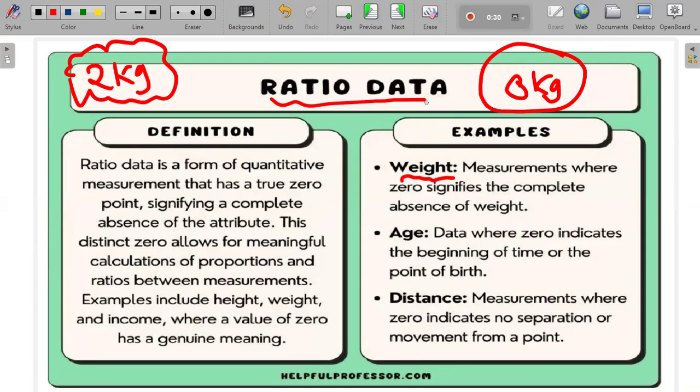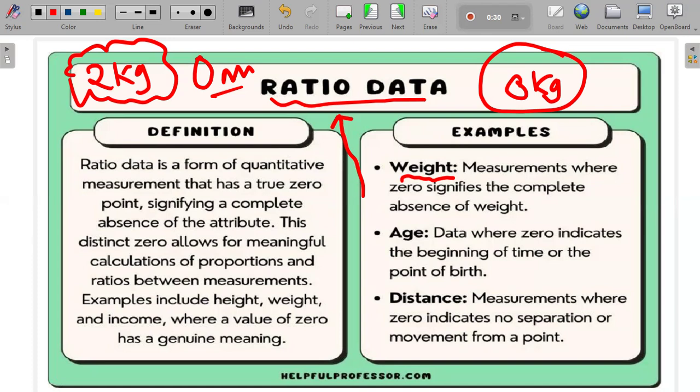The interval will have a 0, but that 0 will not be a true 0 point. But when you look at this ratio data here, it's a true 0 point. So when we say 0 kg, it means there's nothing. Even distance, if we say she traveled 0 meters, it means she didn't travel at all. There's no distance that she covered. So the ratio data will have a true 0 point, and the interval will not have a true 0 point. That's the difference between the ratio and the interval.